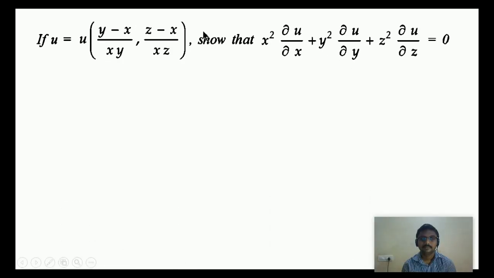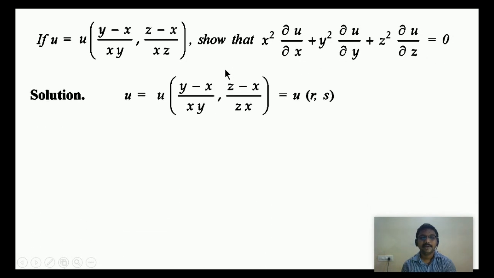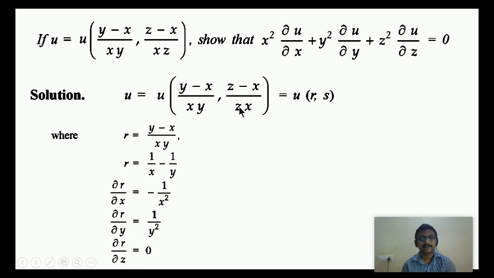Hence another sum: if u is u of (y minus x)/xy comma (z minus x)/xz, then show that x square ∂u/∂x plus y square ∂u/∂y plus z square ∂u/∂z is 0. Solution: given u of r comma s. Here r is (y minus x)/xy and s is (z minus x)/zx.